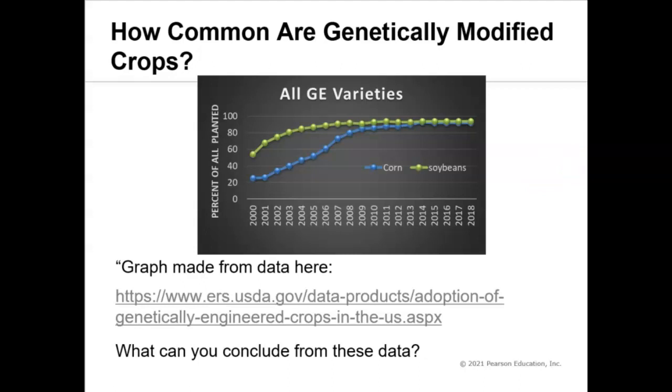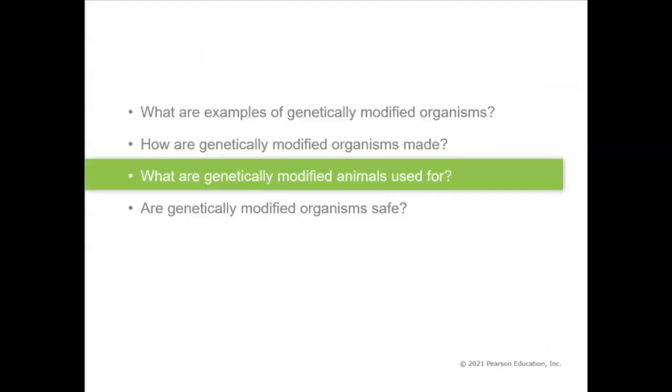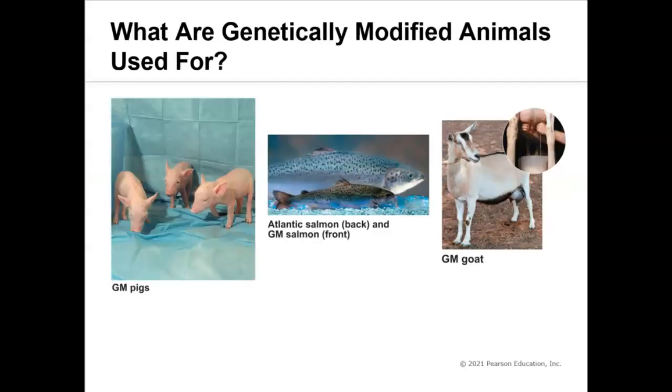What are genetically modified animals used for? So there's a few different things. Genetically modified animals are currently used for creating pharmaceuticals and for organ transplants. And then the first transgenic salmon fish was approved for human consumption a few years ago.